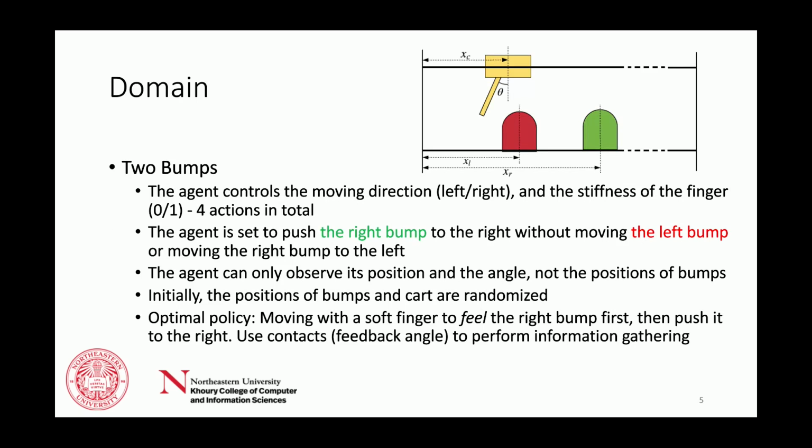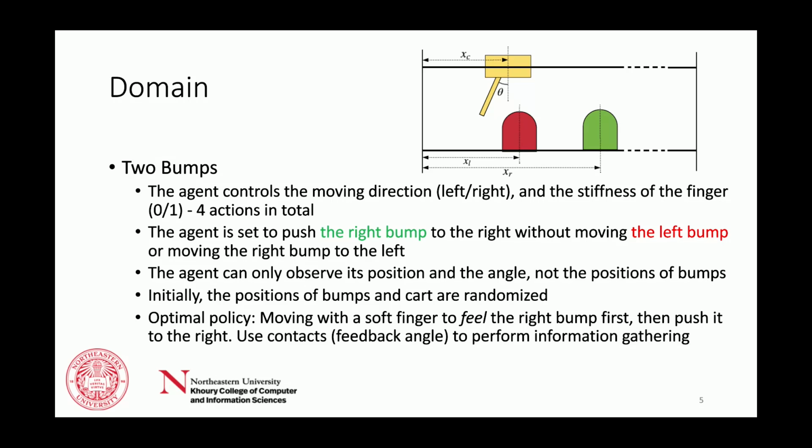Our domain is a problem called Two Bumps. There are two bumps, red and green, and a yellow card on top with a finger attached to it. The agent can control the moving directions and the stiffness of the finger. The goal of the agent is to push the green bump to the right without moving the left bump.